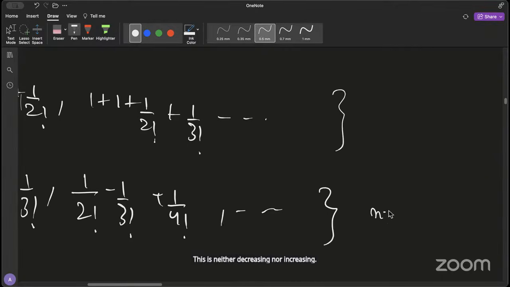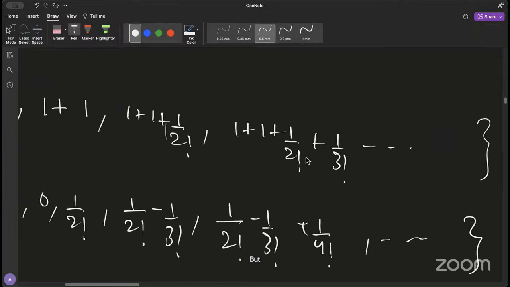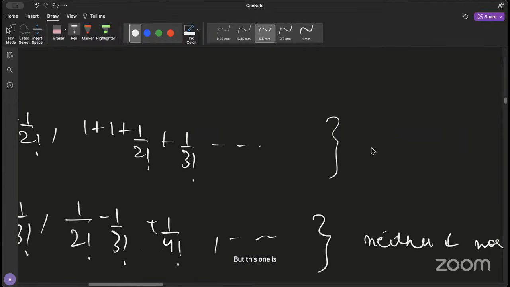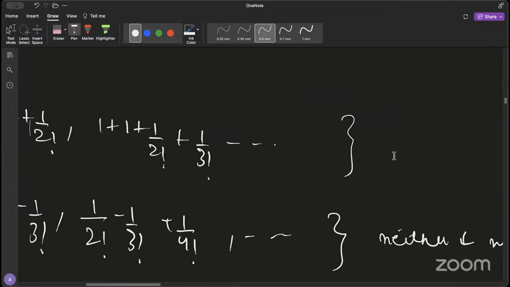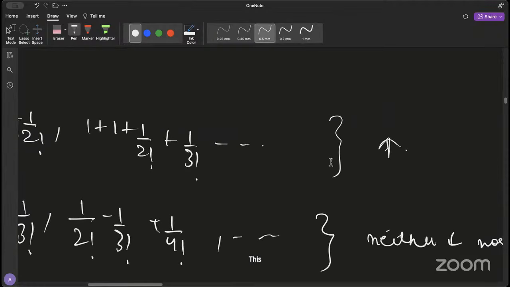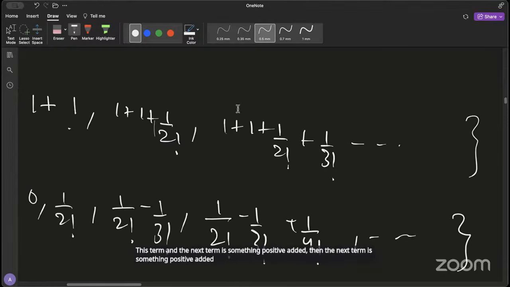So this sequence is neither, but this one is an increasing sequence because each time you're adding something positive. This term and the next term, something positive is added, then the next term, something positive is added again. That's why this is an increasing sequence.